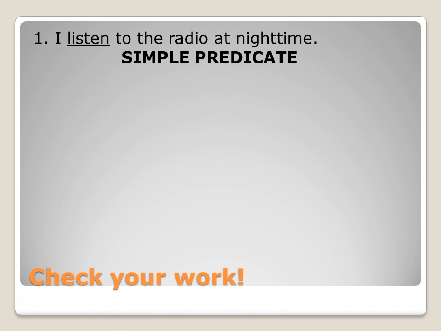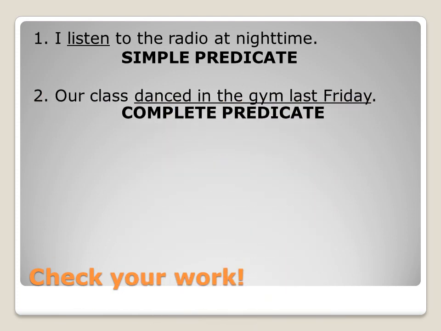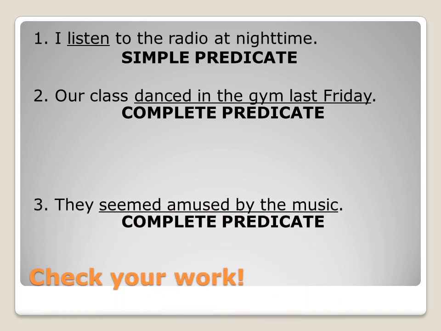Okay, now it's time to check your work. Number 1, I listen to the radio at nighttime. Listen is underlined. Listen is a verb. Therefore, it is a simple predicate. It simply just tells the verb. Number 2, our class danced in the gym last Friday. Danced is our verb. In the gym last Friday are the words that modify or describe that verb. Therefore, that is a complete predicate.